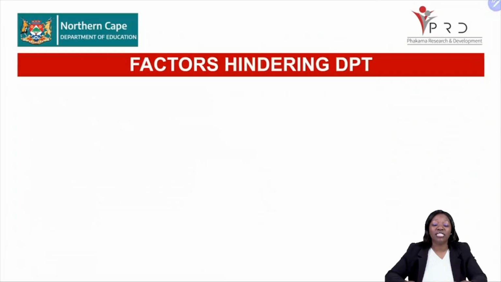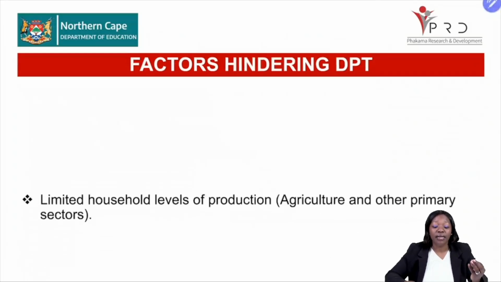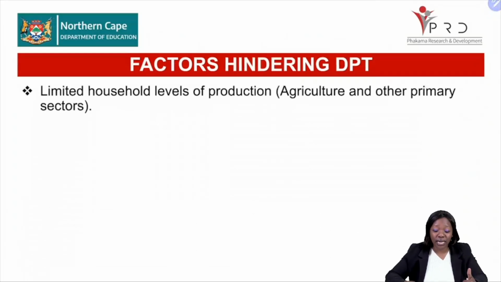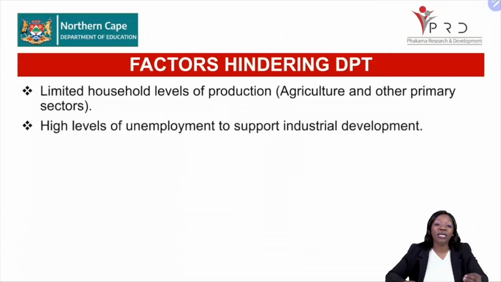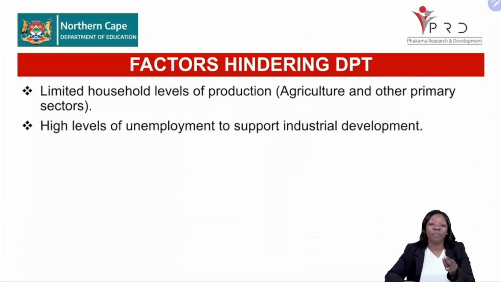Then we're looking at the factors that are hindering. Number one, we're looking at the limited household level of production in terms of agriculture and other primary sector. Then we're looking at the high levels of unemployment to support the industrial development, even though there are those industries. But now, because of the high population, the number of employment is less than the population. So there is also a high level of unemployment.